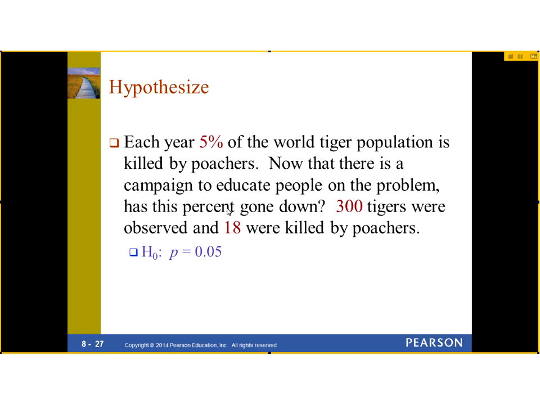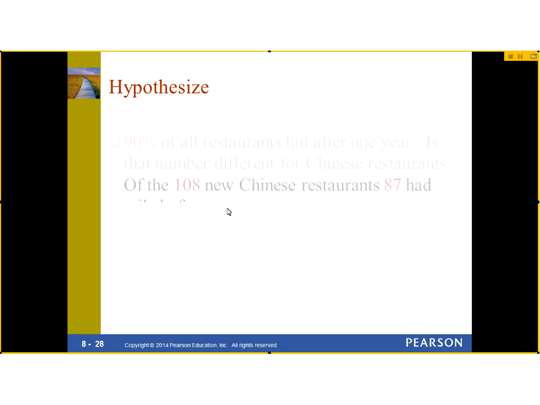And again, remember here that the H0, the hypothesis, is always a statement of equality. So you may see in your homework, well, they will write something like H0 P is not equal to, P is greater than. You can cross those off right away because H0 is always a statement of equality. HA is that P is less than 0.05. It's what we're hoping. We're educating people, and we're hoping that the percentage of tigers being killed by poachers has gone down. All right, so that's our first example, and we'll come back to that.